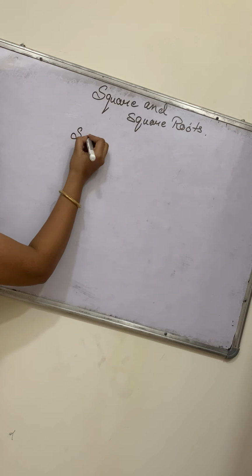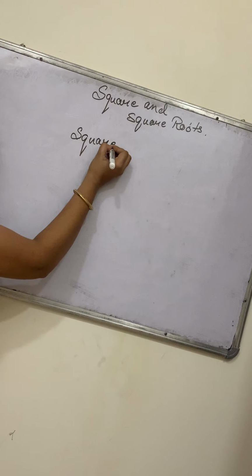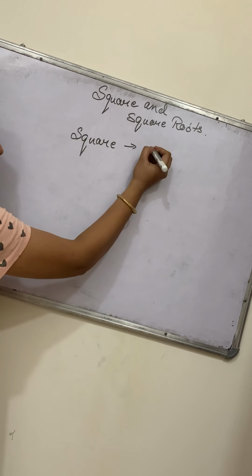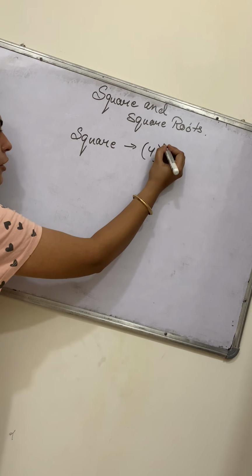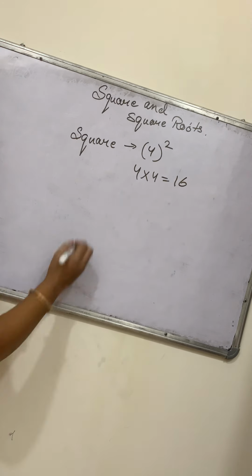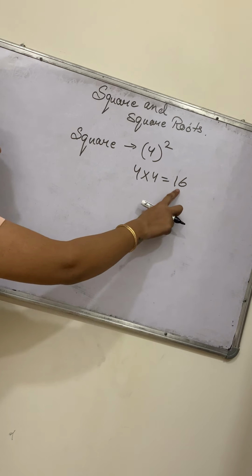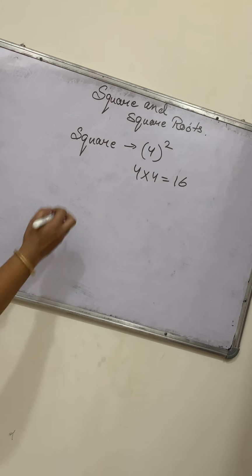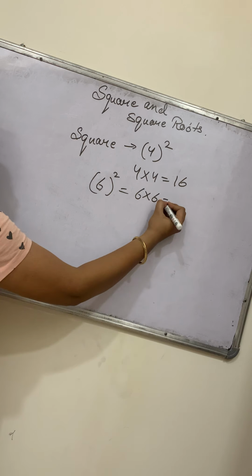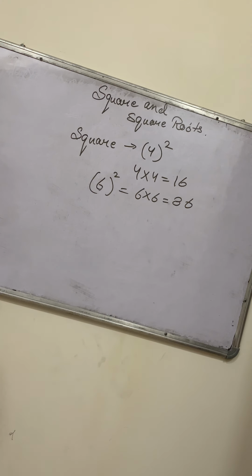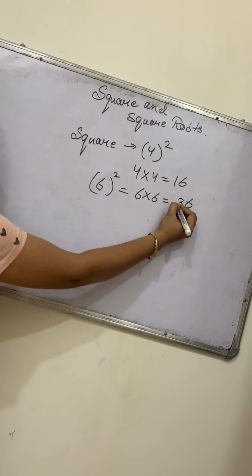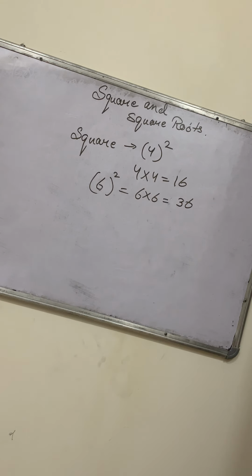So what is a square of a number? First of all, the square of a number is just like this. Anything to the power 2, like 4 to the power 2, which means 4 into 4, that is 16. So 16 is the square of 4. Say 6 square. 6 into 6 is 36. So 36 is the square of 6. Like this, these are the squares of the number.